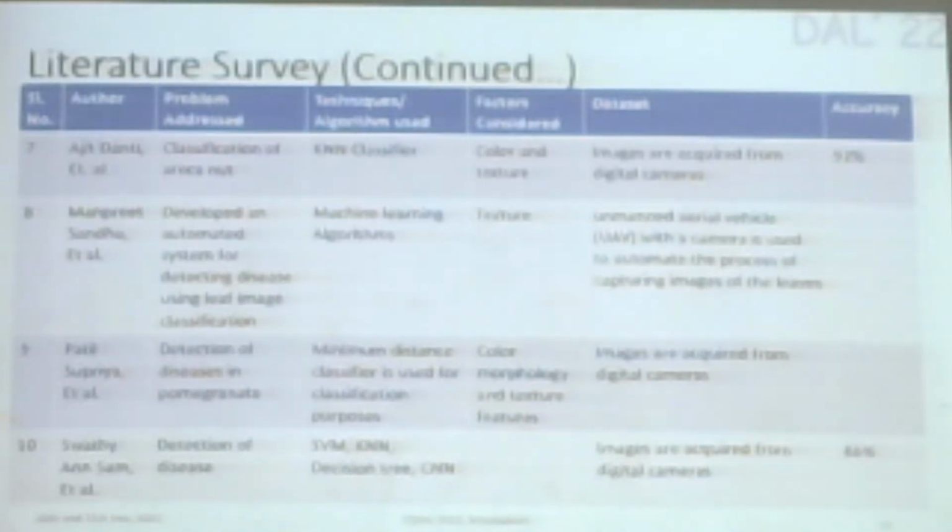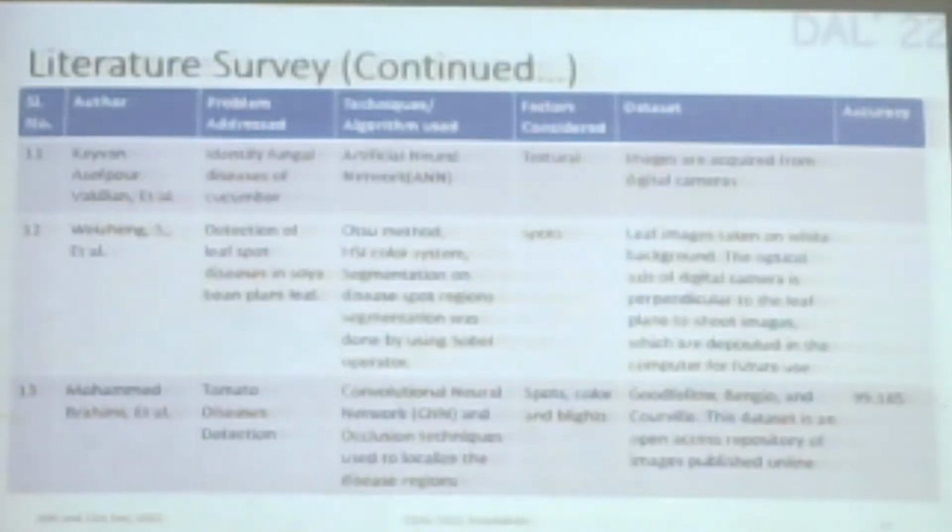Swati, the next author, has detected the disease in general. So she has used support vector machine, nearest neighbor, decision tree and convolution neural network. She has used different algorithms and she found that using CNN was the best approach of detecting the disease. The next author here has addressed the disease in cucumber plant. So he has used artificial neural network.